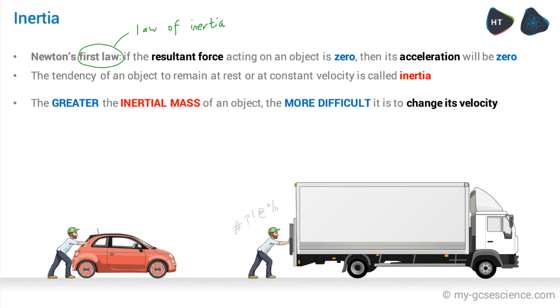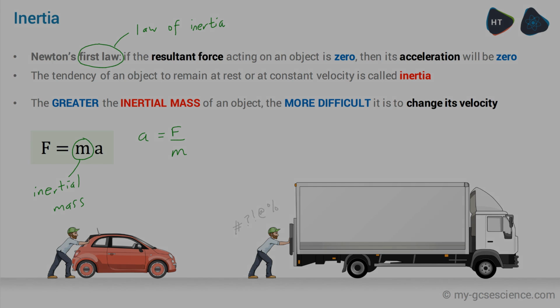So what does that actually mean? Believe it or not, you know already, and it's explained by the equation F equals ma. The correct name for m here is the inertial mass of the object. So if we rearrange our equation, it becomes a equals F divided by m, resultant force divided by mass. In other words, for a given resultant force acting on an object, if its inertial mass is bigger, then its acceleration will be lower. That's why it's more difficult for the man here to push the lorry than it is for him to push the car.